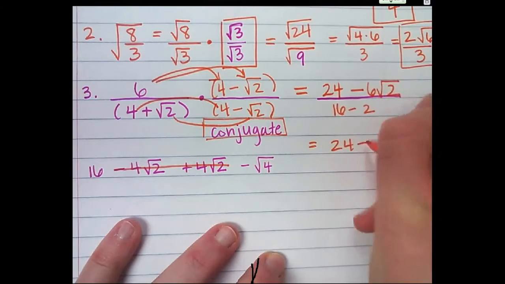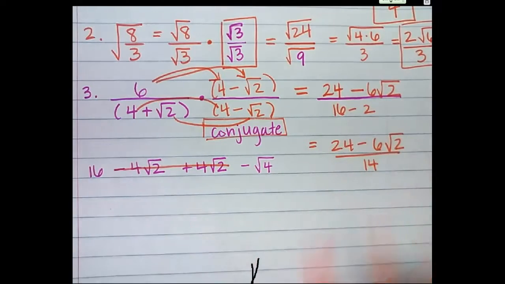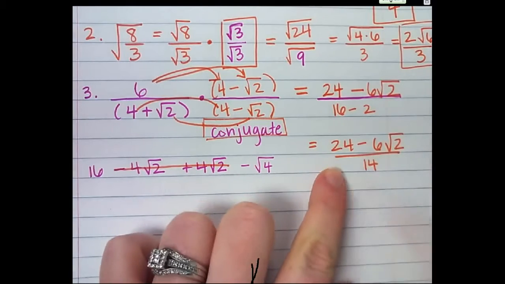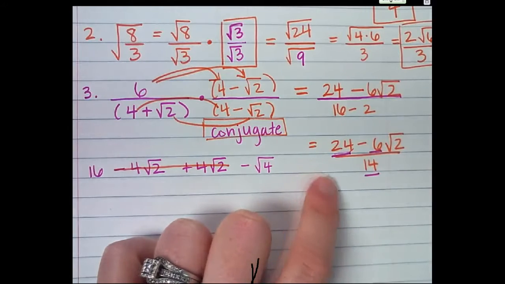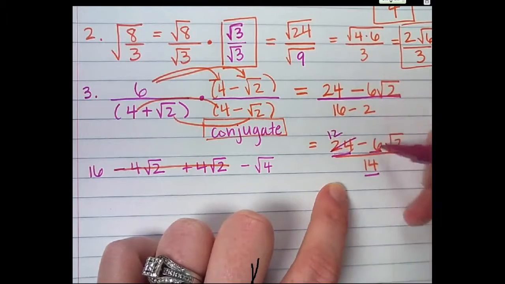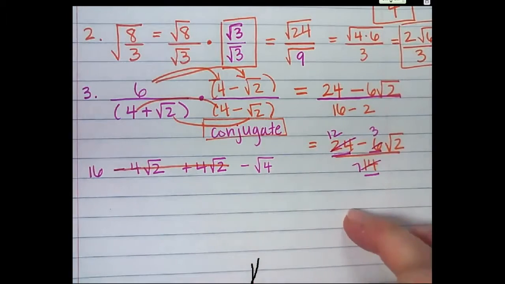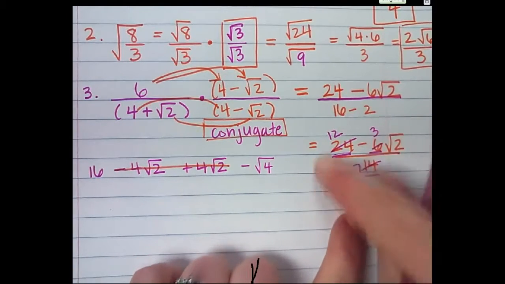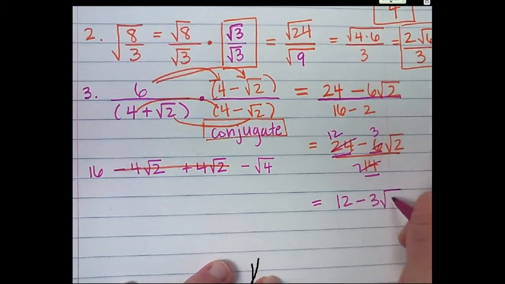So if I simplify this, 24 minus 6 square root 2 over 14. You always want to wait to simplify until you get to the very end, and then you look at all 3 numbers. So I look at what can I take out of 24, 6, and 14. 2. So this is going to become 12, 3, and 7. It has to come out of all 3. If you can only take it out of like these 2, then usually we'll just leave it. So my final answer, 12 minus 3 square root 2 over 7.